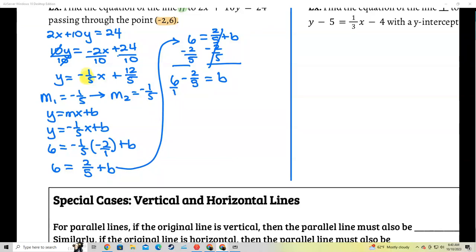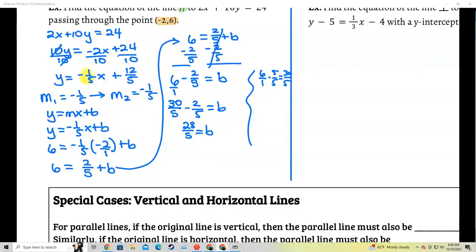And I still can't subtract those because they don't have the same denominator. So what I'm going to do is get that 1 to have the same denominator. I'm going to do this on the side. 6 over 1, if I multiply that by 5 over 5, becomes 30 over 5. So 6 over 1 is the same thing as 30 over 5. I'm going to rewrite it so that it looks like 30 over 5 minus 2/5 equals b. Now that they have the same denominator, I can go ahead and combine them. 30 minus 2 is going to give me 28 over 5 equals b.